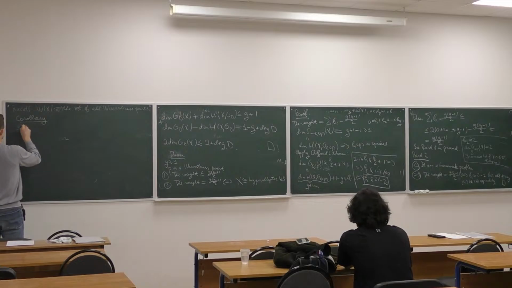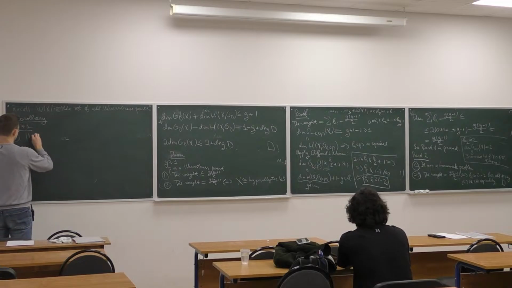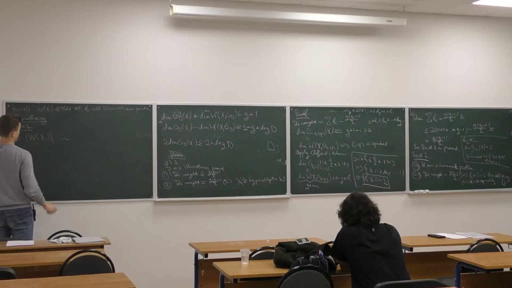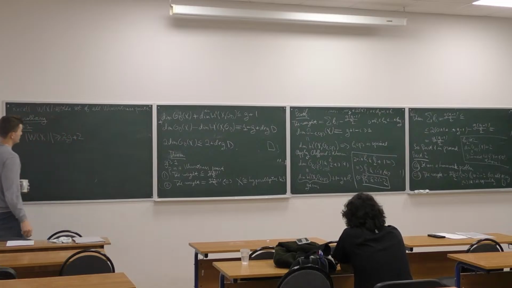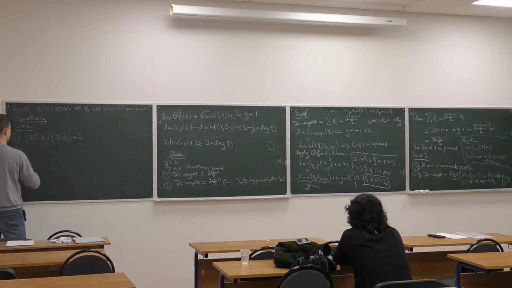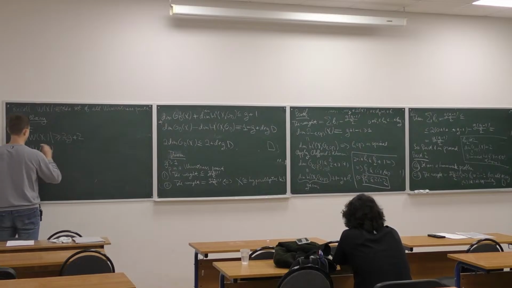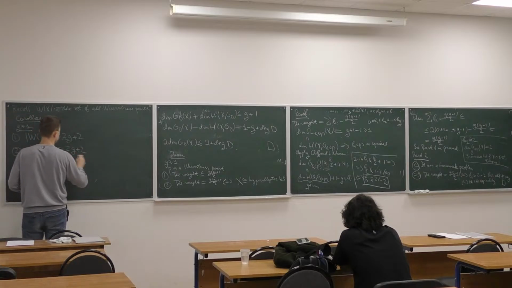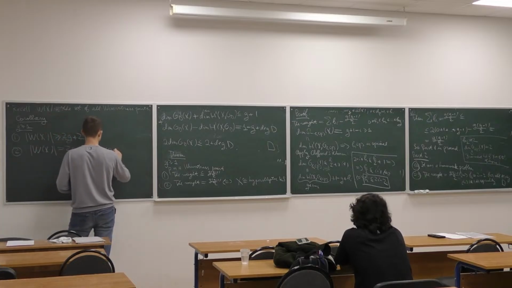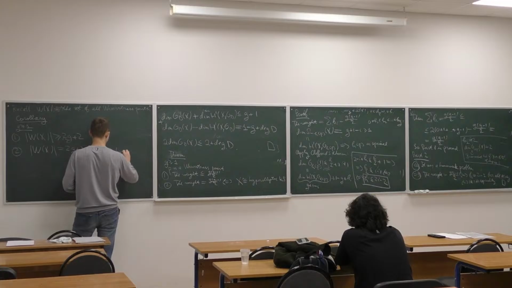So again, we consider a Riemann surface of genus at least 1. Then the first part says that the number of the Weierstrass points is greater or equal than 2g plus 2. So there are always many Weierstrass points. And the second part, the number of the Weierstrass points is equal to 2g plus 2 if and only if X is isomorphic to a hyperelliptic Riemann surface.